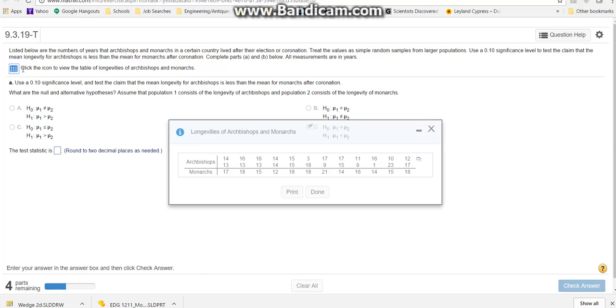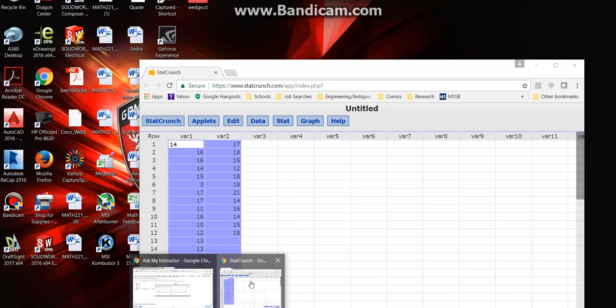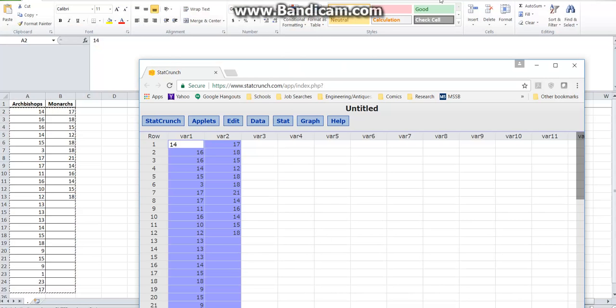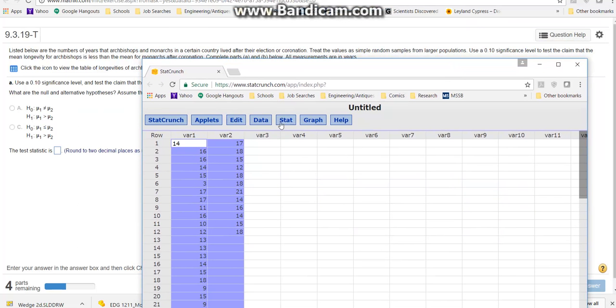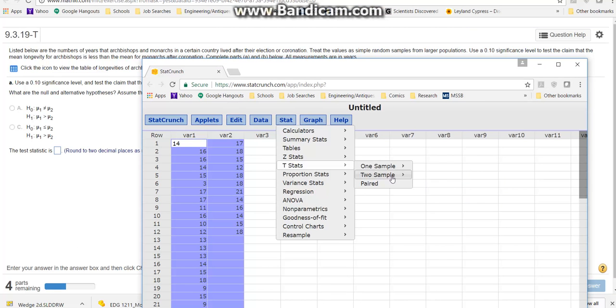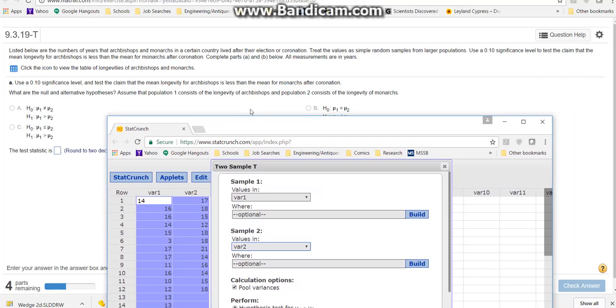So I need to open this data and launch it in Excel and then copy it into StatCrunch, as you see I have done here. And then I'm going to go to Stat, T Stats, Two Sample, With Data. Values are in var1, values are in var2. It says here, let's see here, treat the values as simple random samples from large populations.